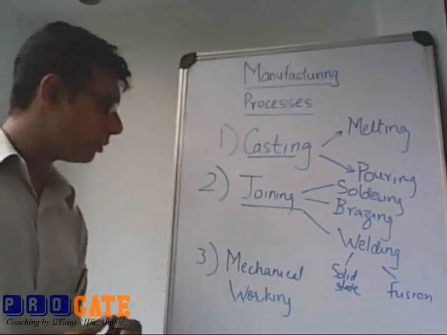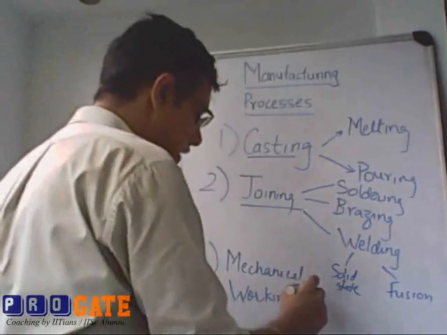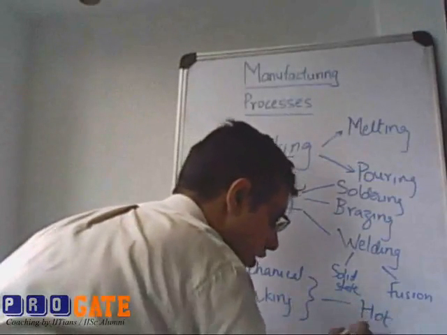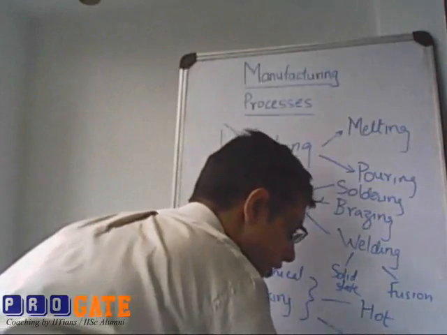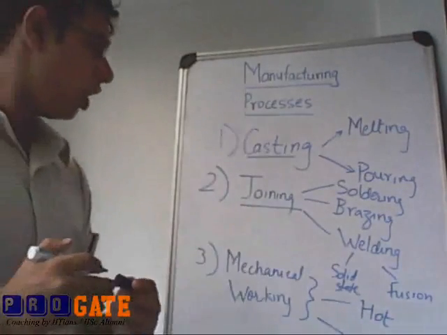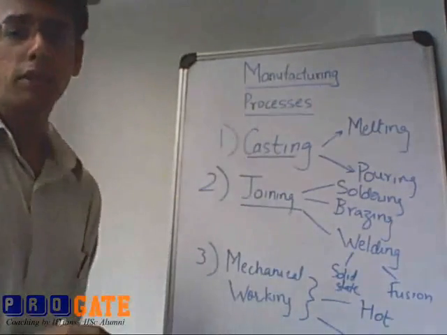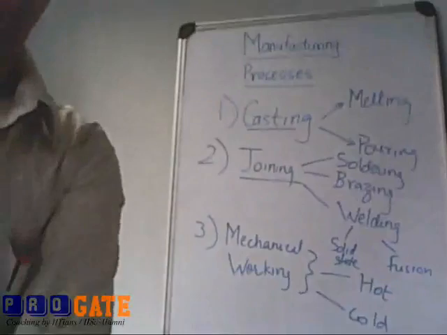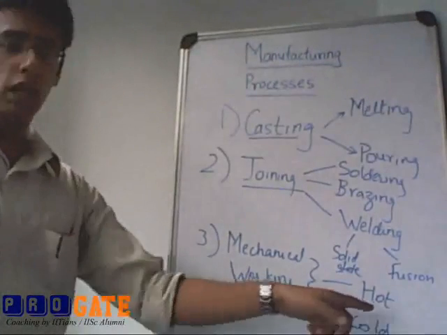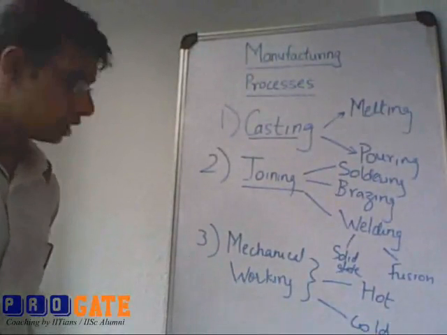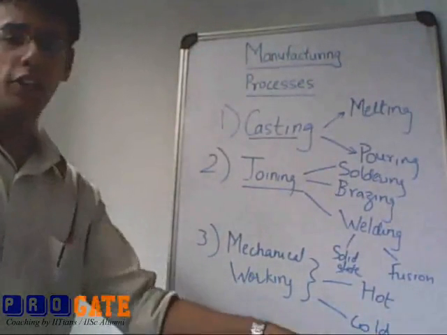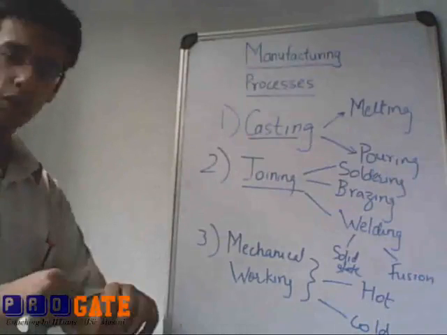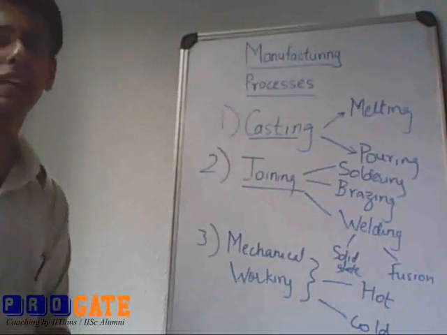What are plastic deformations? Plastic deformations are of two types. One is hot deformation and the other is cold deformation. Hot deformation happens when the material to be deformed is deformed under the application of heat. Cold deformation, on the other hand, happens when you simply deform the material without adding any external heat source.